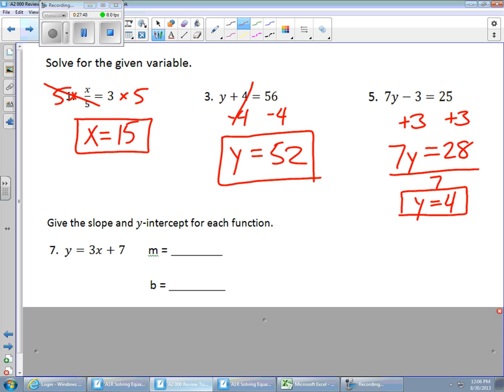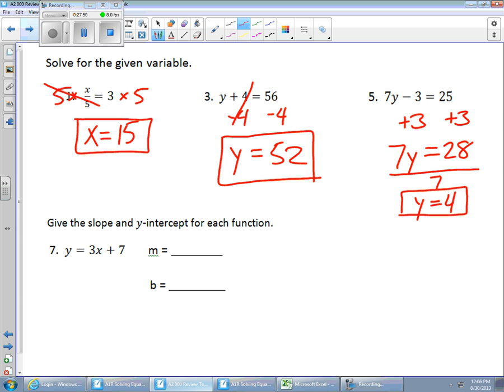The next part of that pre-quiz that gave us trouble was give the slope and y-intercept for each function. Well, hopefully now that we've refreshed the idea of slope-intercept form, we know that slope-intercept form is y equals mx plus b. Once we have our equation in that format, we know that m represents the slope value and b represents the y-intercept. Very nice.